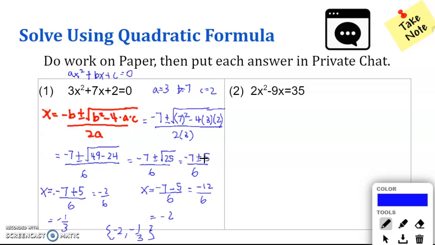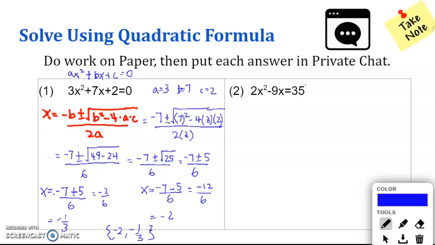Notice that it is not negative 1/3 and positive 1/3. The numbers are quite different. So again, for number 2, you need to do the same. You need to first identify what a is, what b is, and what c is. But before we do that, we need to set the equation to be in standard form, with the left hand side set equal to 0.